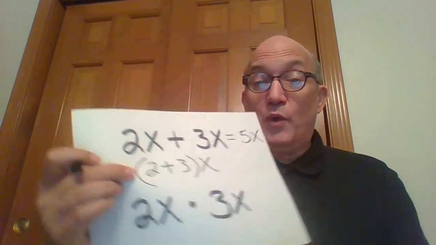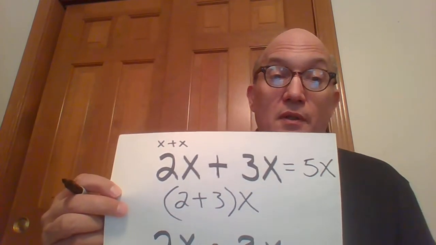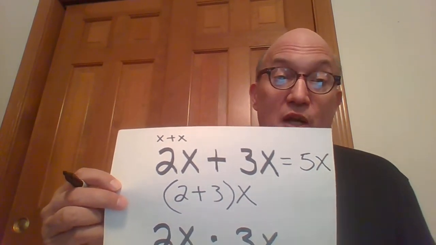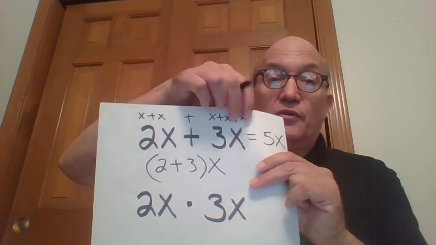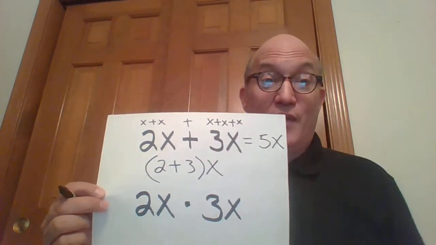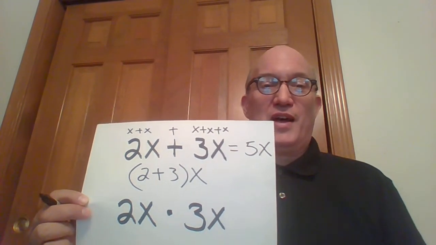There's an even more basic way to think of it that maybe even a third grader could relate to. A third grader learns that 2 times x is x plus x, and 3 times x is x plus x plus x. And then we've got that plus sign in the middle. So what do we have? 2x is added together plus 3x is added together. Altogether, that's 5 x's added together, which the third grader knows is 5 times x, 5x.